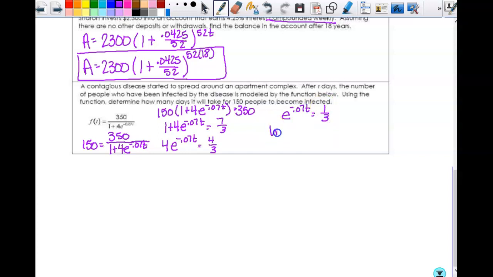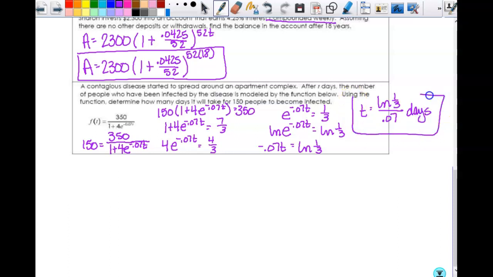Now I can take the natural log of both sides. Natural log of 1/3. The exponent comes out front, so I get negative 0.07t times the natural log of e. Natural log of e is 1, so that's equal to the natural log of 1/3. So then to get t by itself, that would be the natural log of 1/3 divided by negative 0.07, and this would be an amount of days. And without a calculator, that's the best you can do. All right.